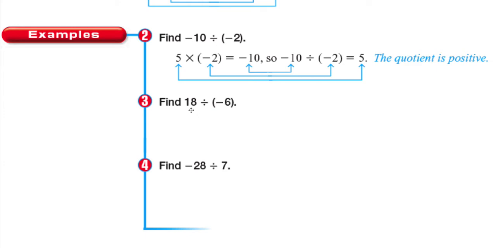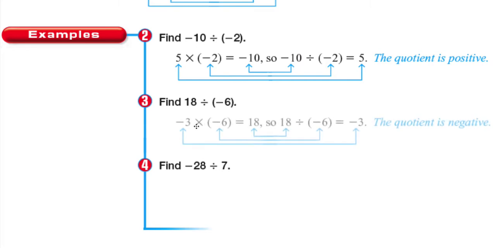Let's look at 18 divided by negative 6. Again, we work backward. We know that negative 3 times negative 6, a negative times a negative, gives us a positive 18. So working backward, 18 divided by negative 6 will give us negative 3. So the quotient in this case is negative.